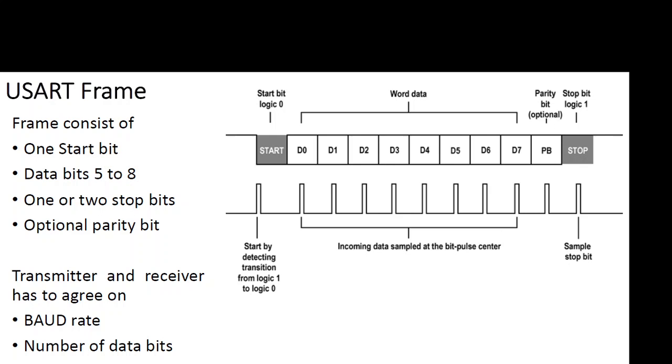Other than the baud rate, we have to make sure of the number of stop bits that we are using in our data frame, the parity bit and the parity bit type if we are using any parity, and the number of data bits in our frame. These have to be configured by the transmitter, and the receiver should know what is coming in.